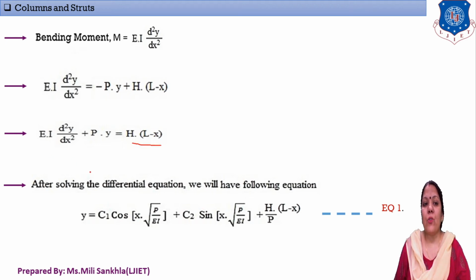Now after solving this differential equation, we get y equals C1 cos x under root P upon EI plus C2 sin x under root P upon EI, plus the term H into L minus x, because here we convert the equation into the form of y. So H into L minus x divided by P. Clear? This is our differential equation for the column section.